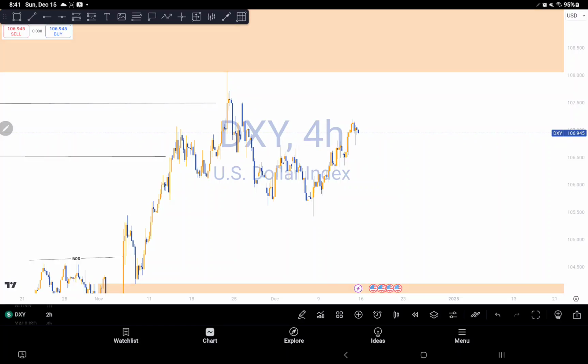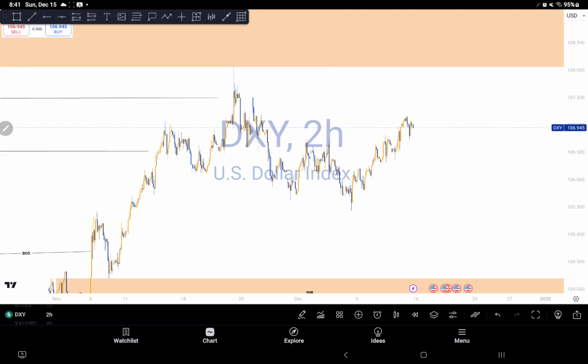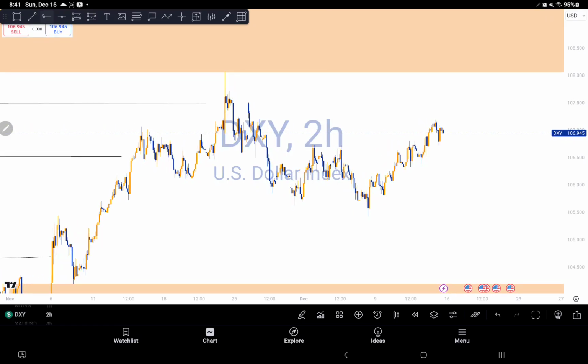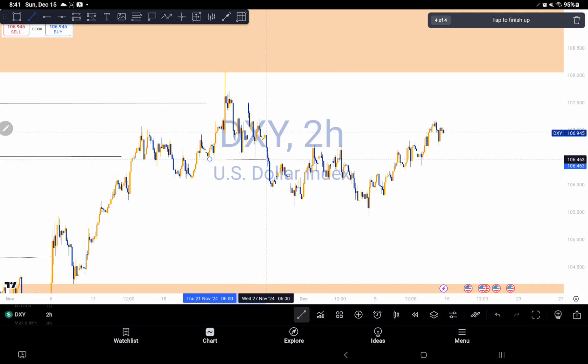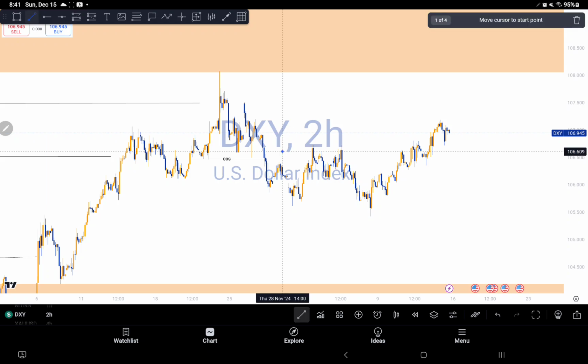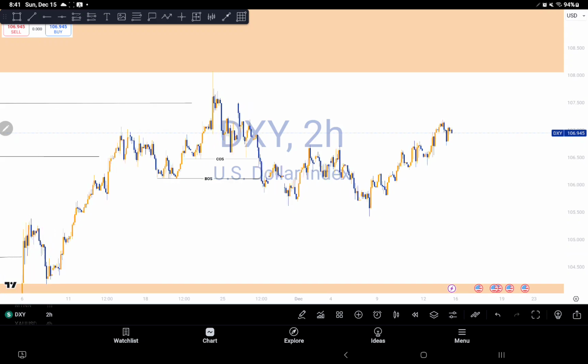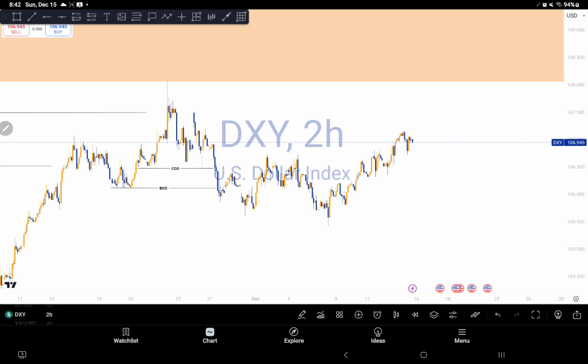Let me go to a smaller time frame to see if we can get a clearer look. Based on this, the market broke that to give us the change of structure right here. The market also broke this right here, which is a break of structure, right around this area.